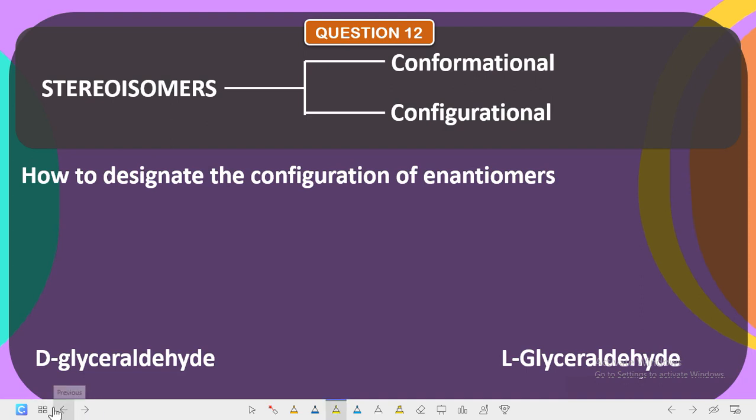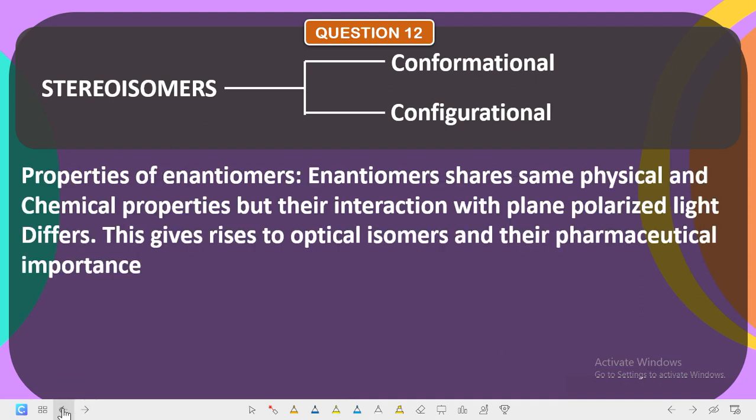Now, we are going to designate the different enantiomers, but before then, let's talk about the properties of enantiomers. Enantiomers share the same physical and chemical properties, but their interaction with plane polarized light differs. The only difference between 2 enantiomers is the interaction with plane polarized light. This gives rise to optical isomers. So when enantiomers are placed in a solution, they either rotate light to the left or to the right. If they rotate to the right, we call it dextrorotatory.